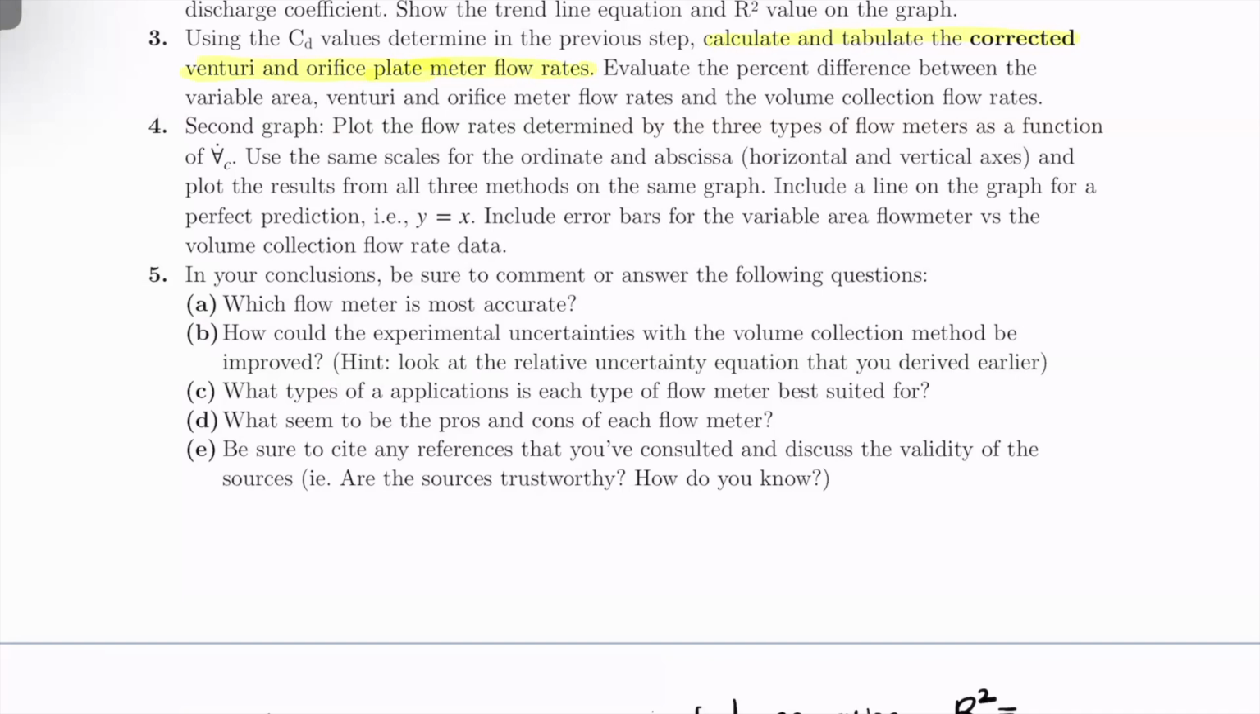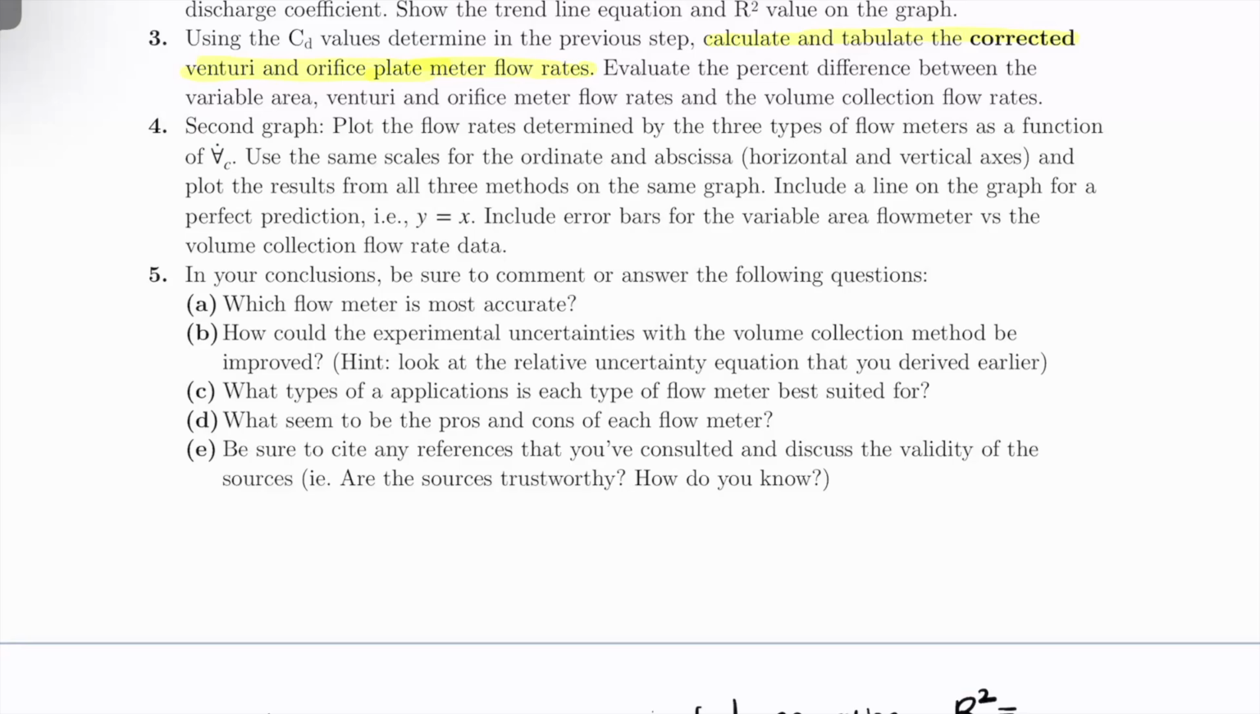And they are a discussion about which flow meter is the most accurate. All right, so which one got closest to predicting your volume collection method data? How could you improve experimental uncertainties with the volume collection? What types of applications would each of these flow meters be best suited for? What are the pros and cons of each flow meter? That kind of ties in with the previous question. And then finally, make sure that you cite any references that you might use.